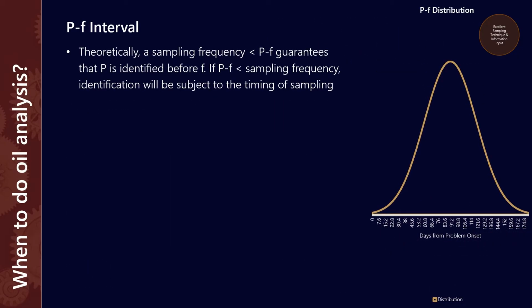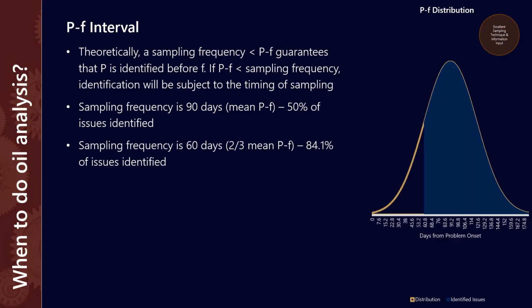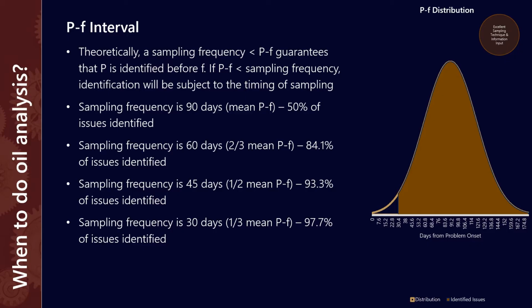With that distribution, what we can say is that the sampling frequency will help us pick up on a certain percentage of those failure modes. So theoretically, let's say my mean P to F interval is 3 months, so about 90 days. If I sample every 90 days, I should be able to pick up half of those issues. And as I increase the sampling frequency, I increase the proportion of failure modes that I can pick up before it fails.